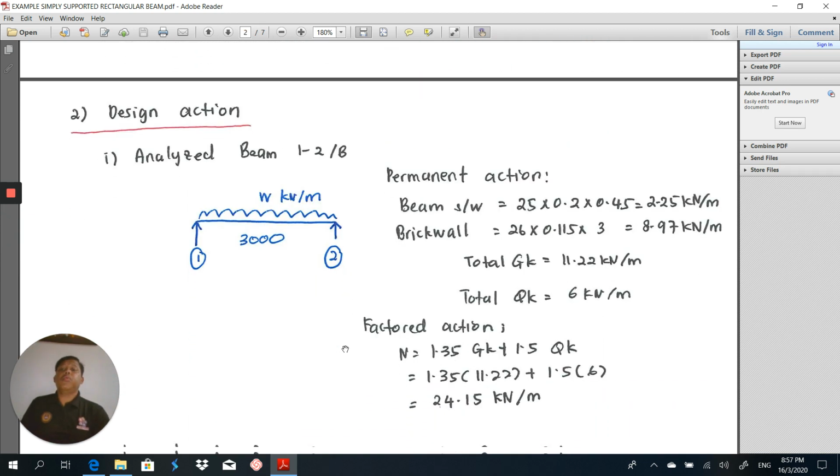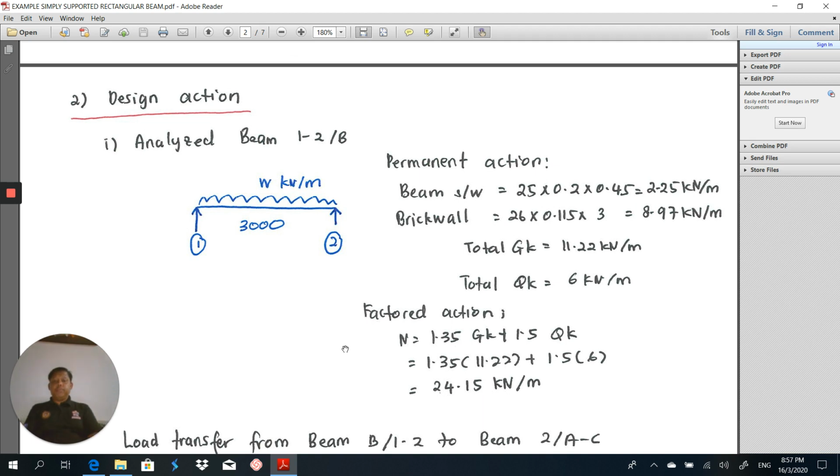Second step, which is the design action. On the design action, we have to understand the condition of the beam. We know that this beam is connected to secondary beam B12, where we have to transfer load from this secondary beam to the primary beam. Therefore, we have to analyze the secondary beam first. That's why in this calculation, we have to draw the free body diagram for the secondary beam B12B, which is 3 meter length.